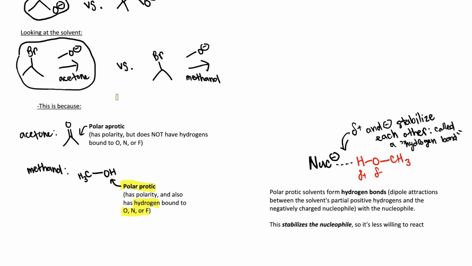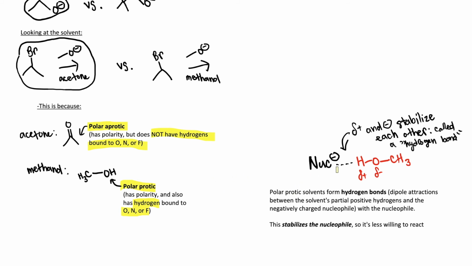On the other hand, polar aprotic solvents like acetone are polar, but they do not have a hydrogen bound to oxygen, nitrogen, or fluorine. So acetone here has polarity, but no hydrogens are bound to this oxygen, so it's polar aprotic. So polar protic solvents make our nucleophile weaker because they can actually stabilize our nucleophile.